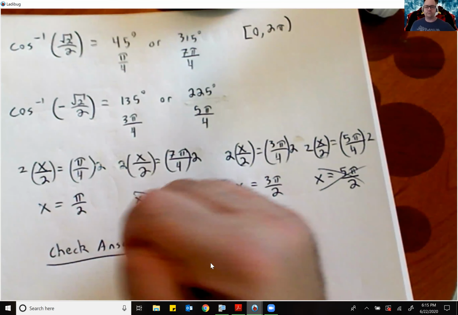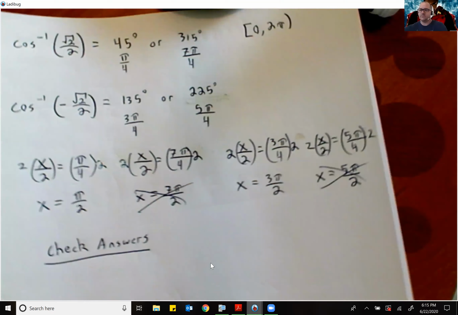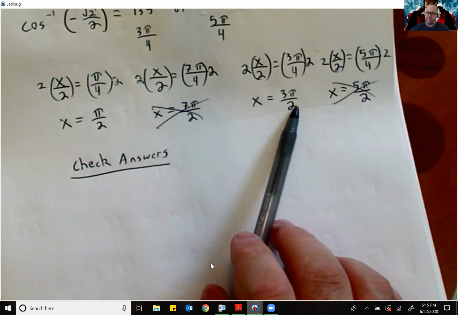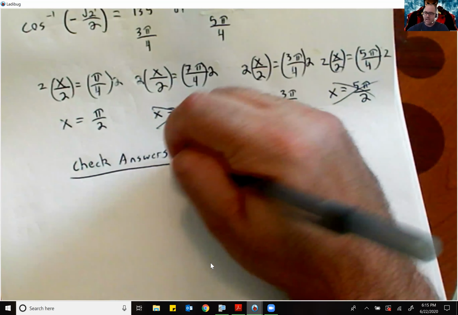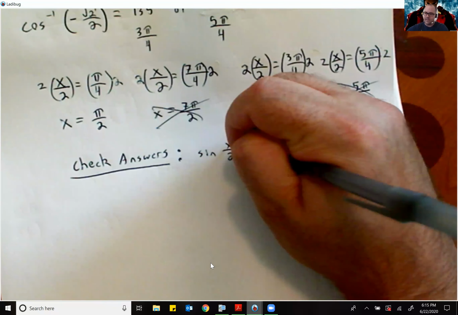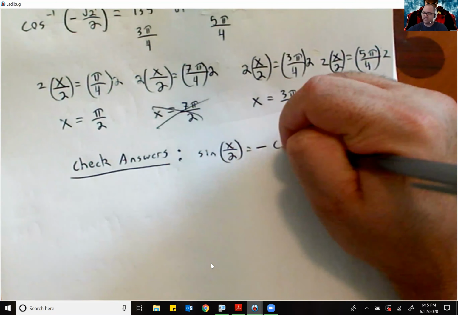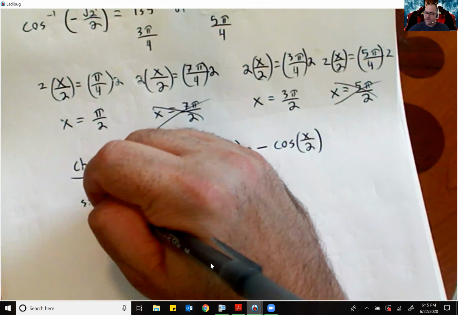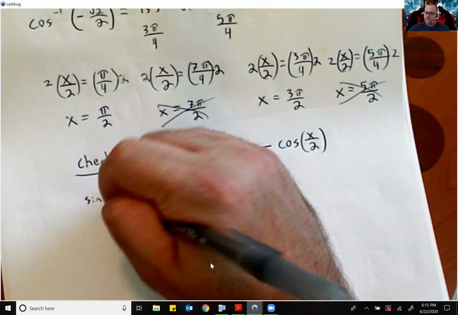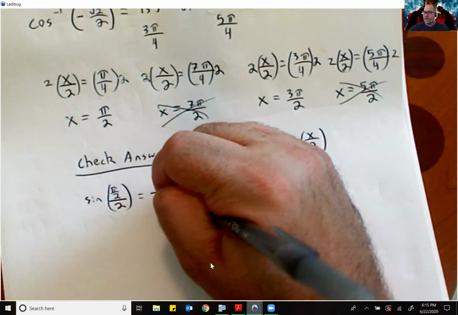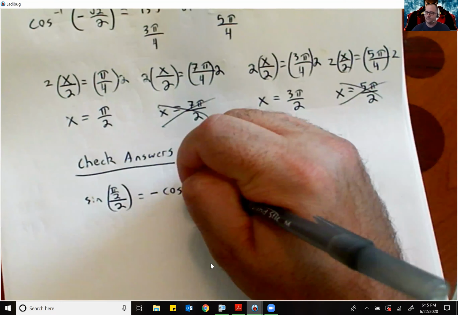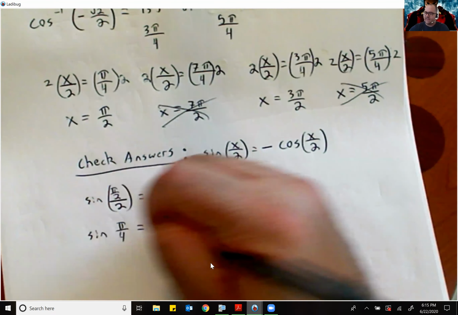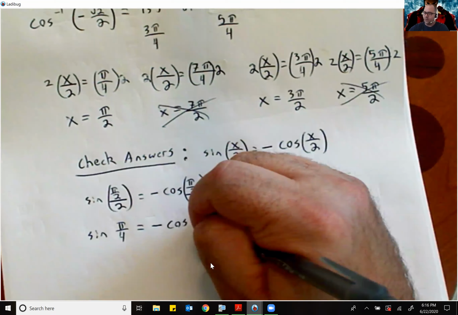Okay? Check your final answers. So what we're going to do is take these and plug them back into our original equation, which was sine x over 2 equal to negative cosine x over 2. So if I plug back into the first one, it'll be sine of pi over 2 divided by 2 equal to negative cosine pi over 2 divided by 2. So this becomes sine of pi over 4 equal to negative cosine of pi over 4.